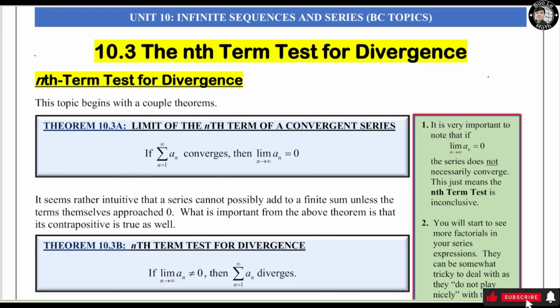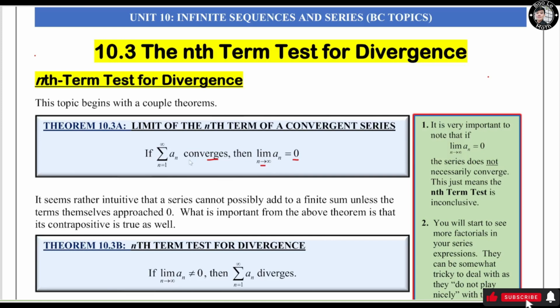Hello everyone, in this video we're going to explore topic 10.3, the n-term test for divergence. Alright, theorem 10.3a: Limit of the n-th term of a convergent series. If the sum of a sub n when n goes from 1 to infinity converges, then the limit of a sub n when n approaches infinity equals 0.